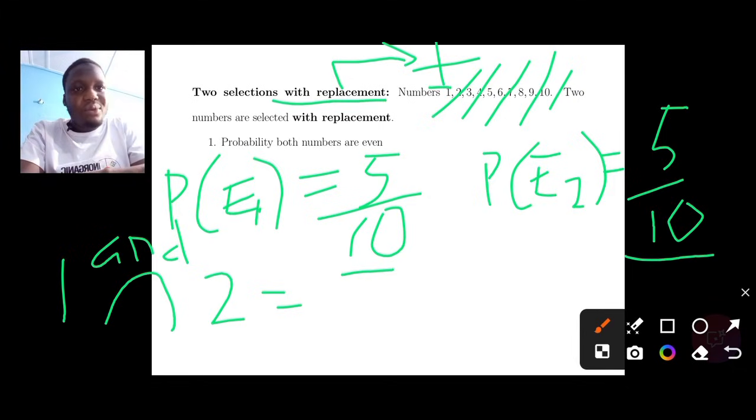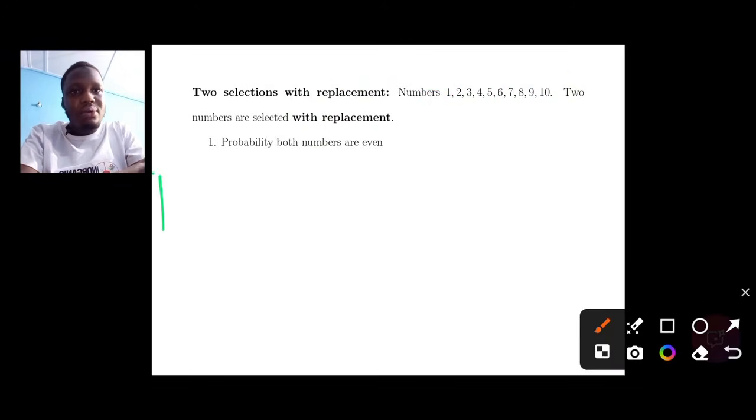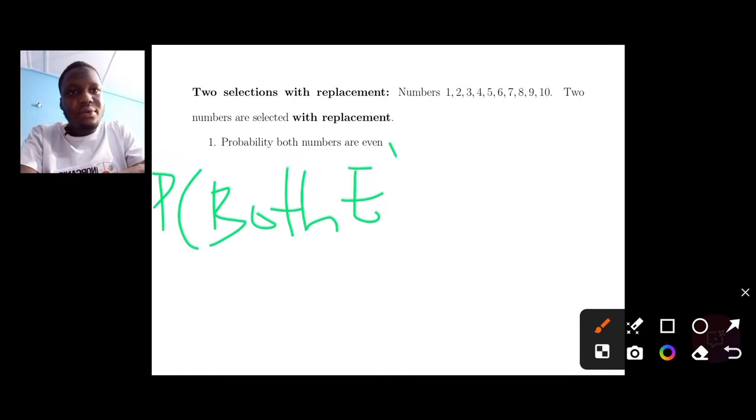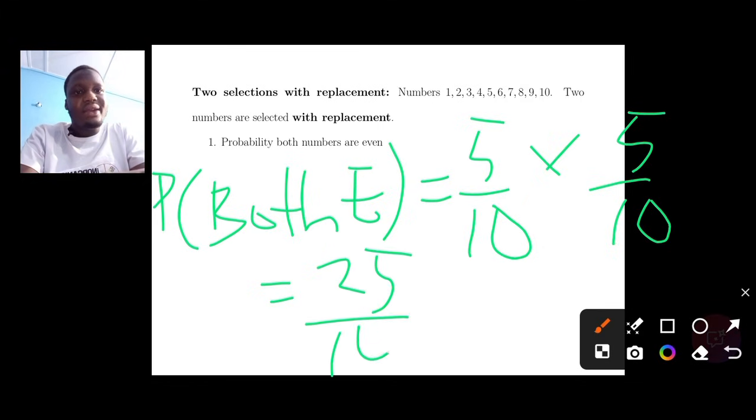So now we multiply. The probability that both are even is that the first one is even and the second one is even. That gives us 25/100. So that's the probability that both are even. Okay, good.